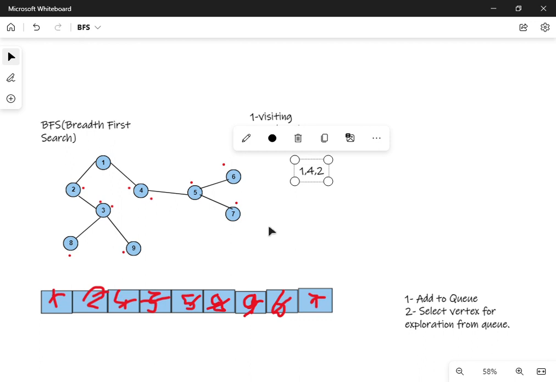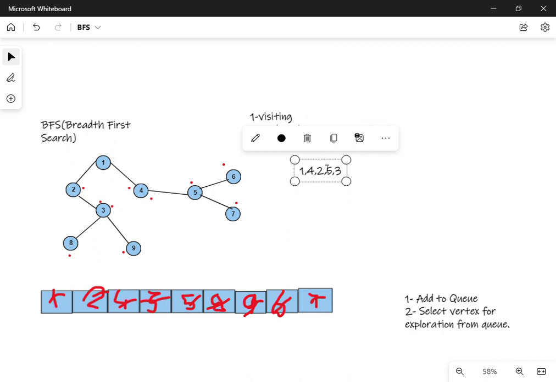4 is our next vertex, so move towards its adjacent vertex, which is only 5. Okay, so 4 is completely explored now. Our next vertex is 2. Move towards its adjacent vertices, which are 3 and 1. 1 was completely explored before, so only write 3. So 2 is completely explored now.